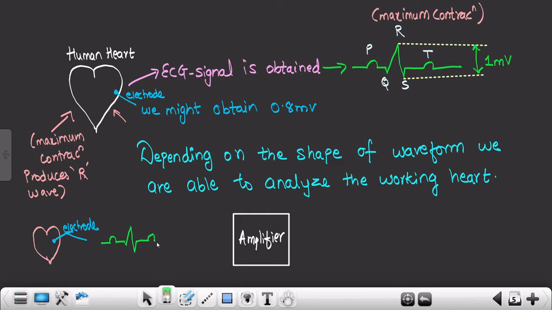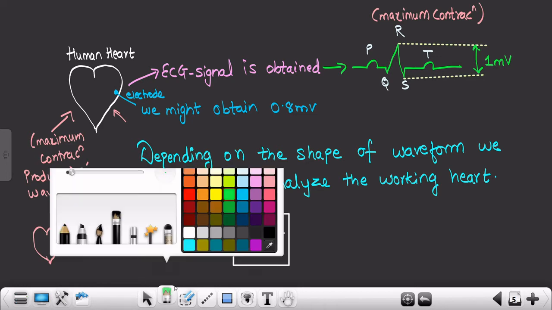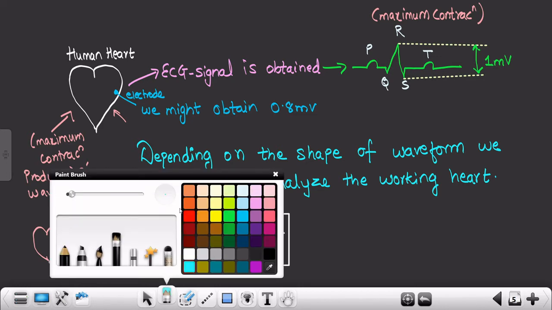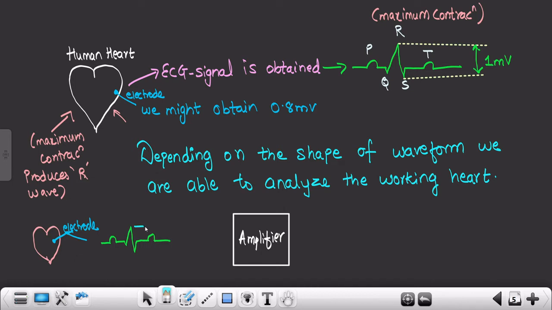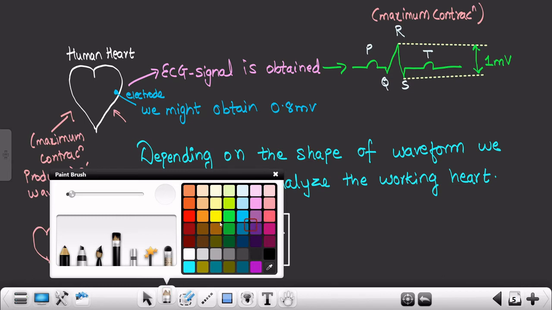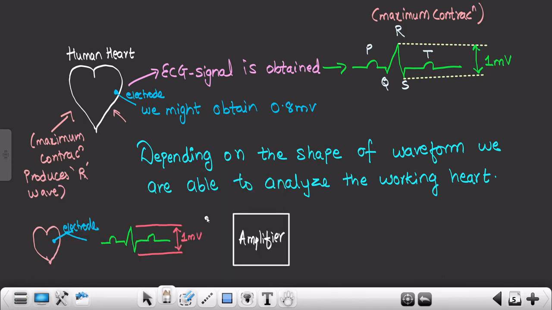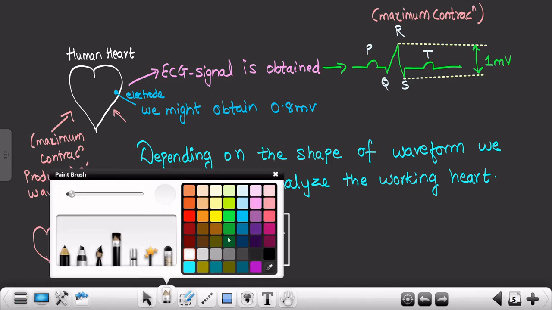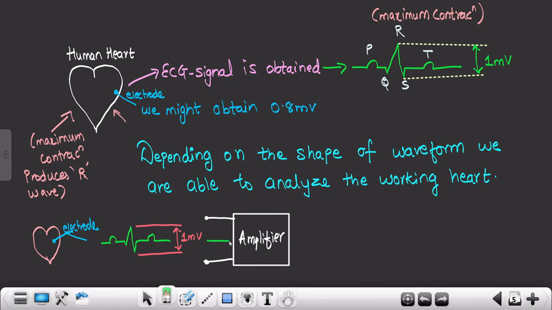Okay, which has an amplitude of 1 millivolt. I'll take a different color. Which has amplitude of 1 millivolt, and then this particular signal is fed to this amplifier. So this is fed to this amplifier, it's fed to an amplifier.